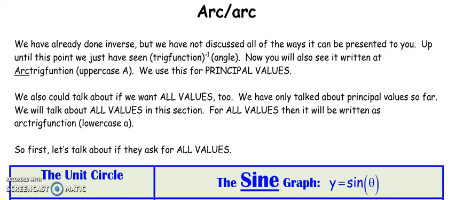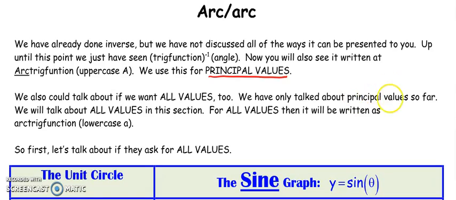We've already done inverse, but we have not discussed all of the ways it can be presented to you. Up until this point, we have just seen a trig function to the -1, which means inverse, of an angle. Now you'll also see it as arc trig function with the uppercase A, okay? That's going to be our principal values. We also could talk about if we want all values, right? Right now we've just been talking about principal, but we definitely could ask you, like, what are all the values?